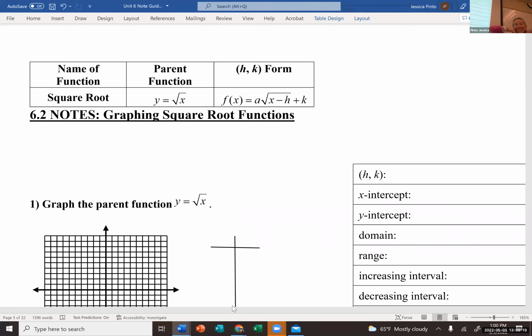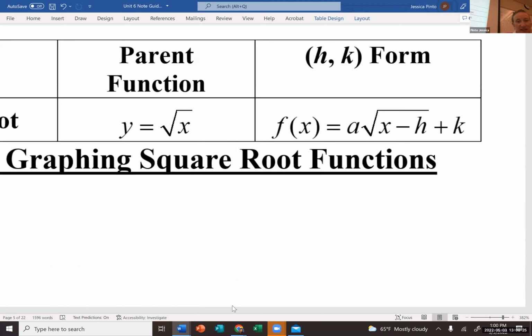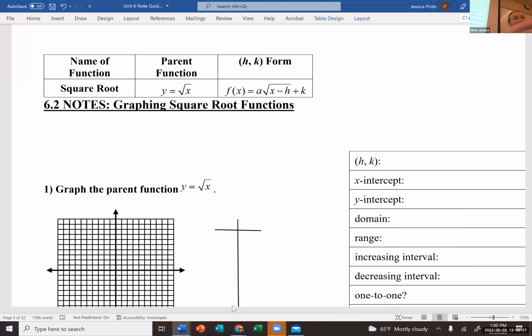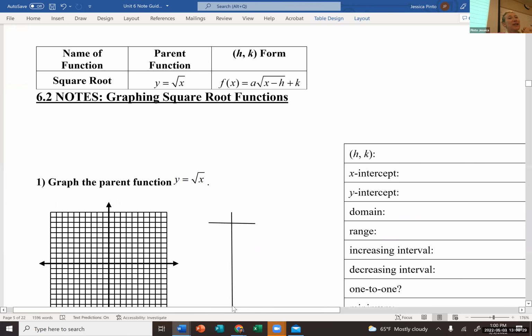Okay, so students, we're looking at 6.2. This is called the square root function. There's nothing in the pocket. Caitlin, what is section 6.3?